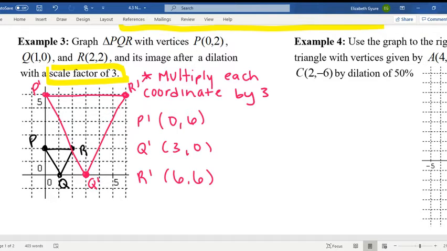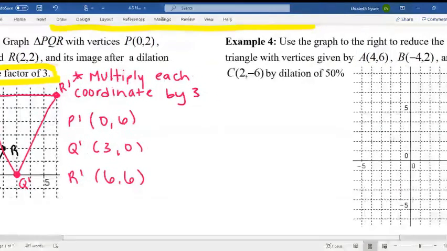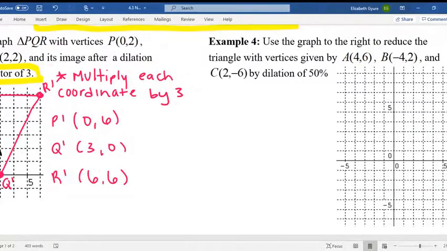And then really the rest of it is just us seeing a little bit of variation with how our scale factors could look. So for example, if you look at number 4, use the graph to the right to reduce the triangle. So it's giving you a heads up, this is a reduction with these vertices by a dilation of 50%. Now, 50% is not a fraction, right? That's not the way we've been seeing our scale factors so far.